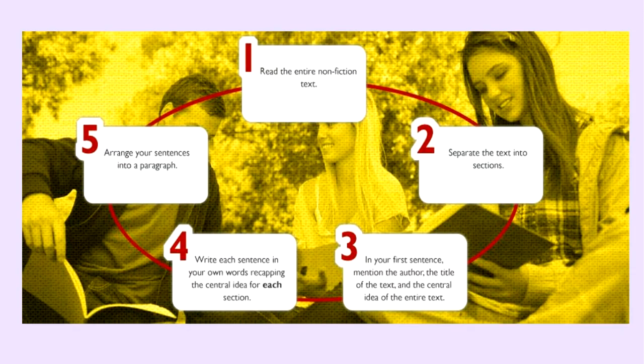And here it is in more of a picture form. The first thing, read the entire nonfiction text. Separate the text into sections. In your first sentence, mention the author, the title of the text, and the central idea of the entire text. Write each sentence in your own words, recapping the central idea for each section. And arrange your sentences into a paragraph. If you follow these 5 steps, you'll do really well on your summary.